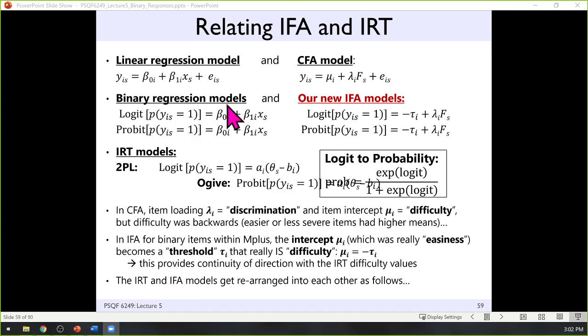So binary regression models look a lot more like factor analysis models.